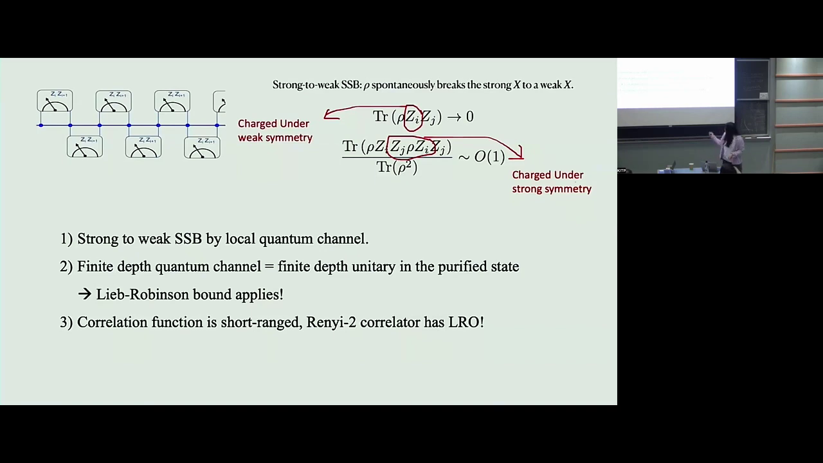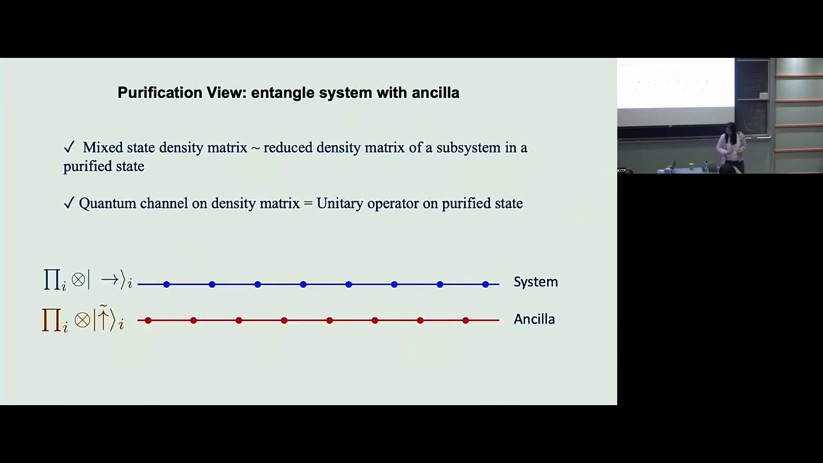Okay, so the question is, what does the Renyi 2 correlator really mean here, other than the fact that we can define it mathematically? Because the organizer proposed that this is indeed a condensed matter conference, we have to visualize everything in a more condensed matter view. So let's forget about quantum channels and try to visualize this process in terms of a purification view.